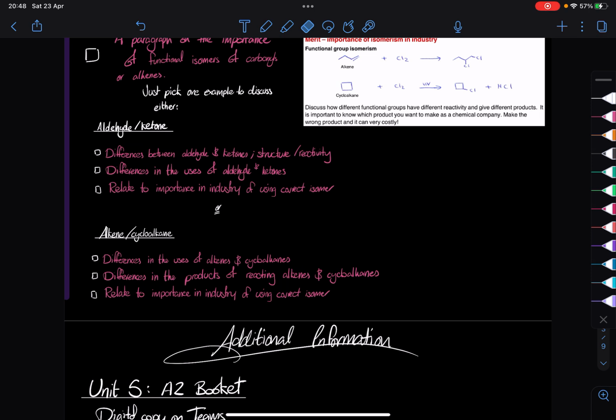The other side of that is you could talk about alkenes and cycloalkanes. Here, tell me the differences in their uses of an alkene and a cycloalkane. What's the difference, how they're used? Then differences in the products of reacting alkenes and cycloalkanes, which you can see here above. So this one covers that example there.